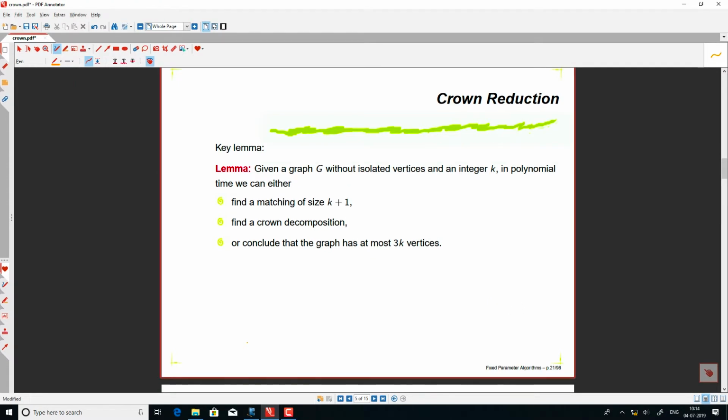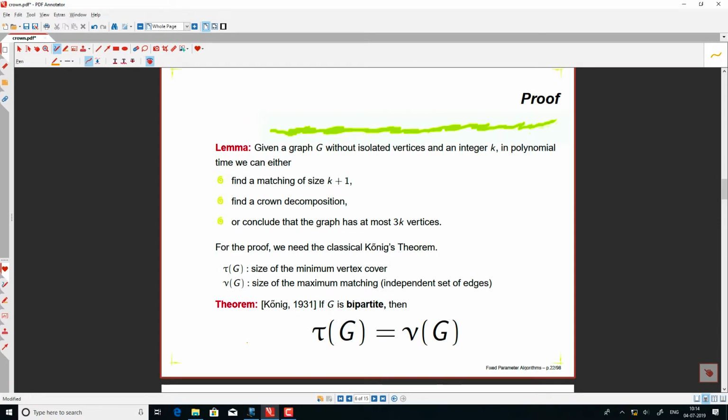Okay, so the proof uses one important black box. I thought you might have seen this in school, but I think you have not. It is this big theorem, Koenig's theorem, which tells you that in a bipartite graph, the maximum matching and minimum vertex cover sizes are the same.